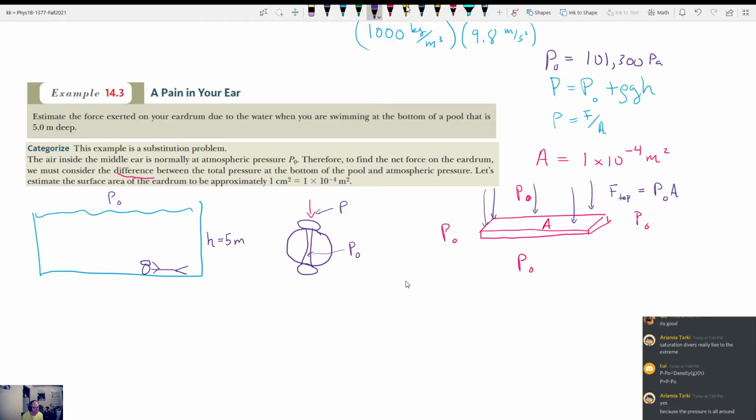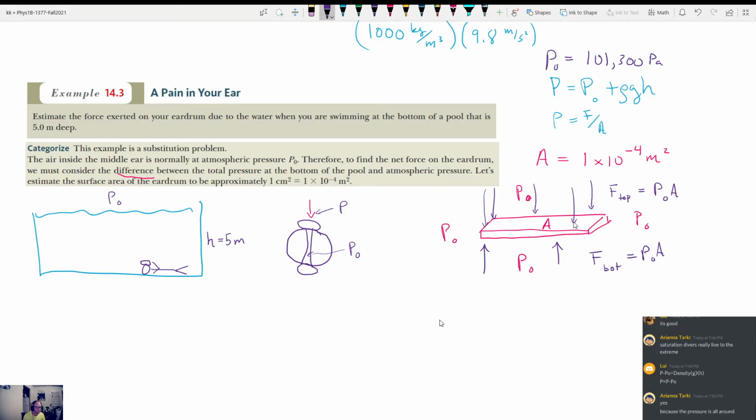Because the pressure's all around, exactly. That pressure is exerted on the left side, the right side, and the bottom. So you don't feel it. It's just balancing forces, right? So you've got the exact same force pushing up from the bottom. So the force on the bottom is also equal to P0 multiplied by A.